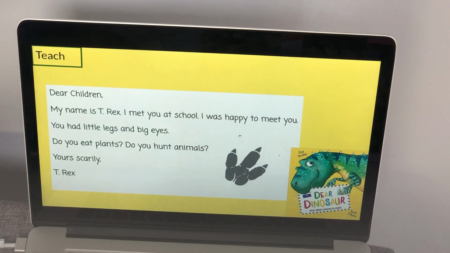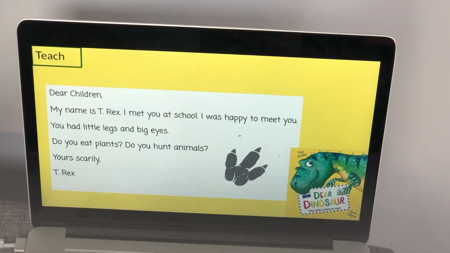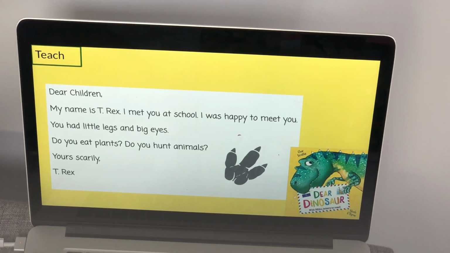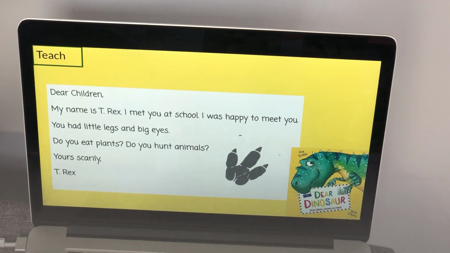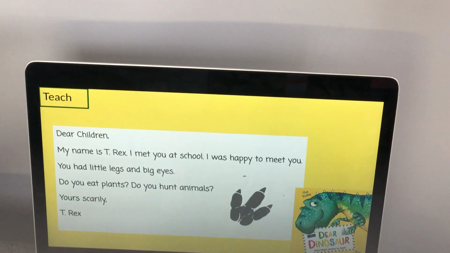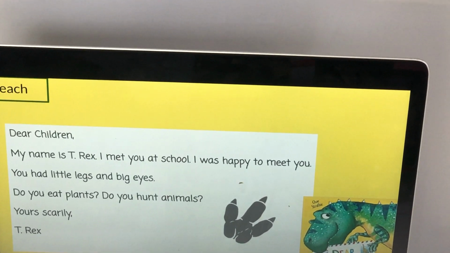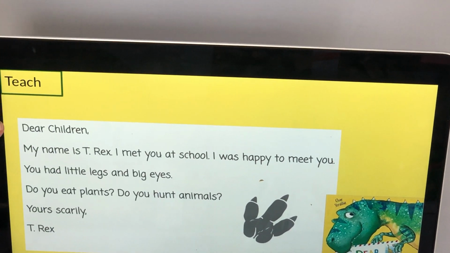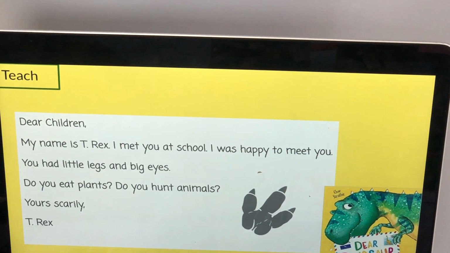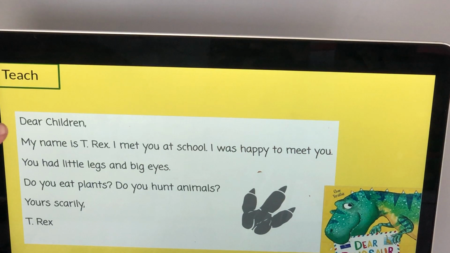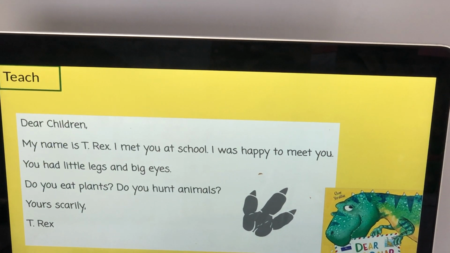On to our letter. Yesterday, you thought of some questions that you might like to ask the dinosaur. Today we're going to think about how our reply might be put together. We're going to have a look at the structure of the letter. When we write our reply to the dinosaur, for our first sentence, we are always going to start a letter with dear and then the person's name. We're replying to T-Rex. So when we write our reply, we're going to write Dear T-Rex.